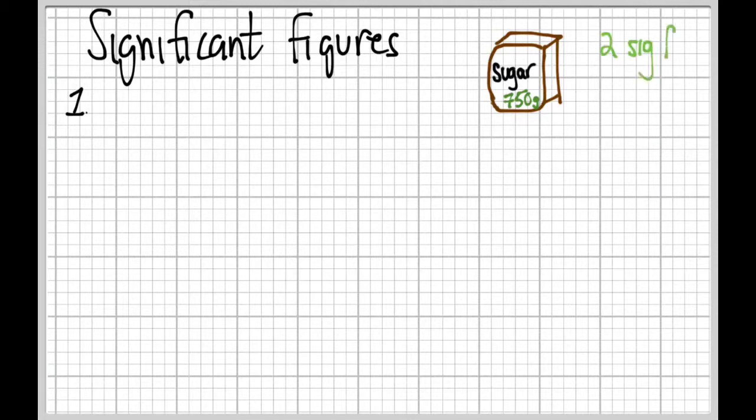Now, we'll get there in a second, but this has two significant figures, because this 0, like we said, could actually be something different in any given bag. It could be a 2. So the significant figures are the 7 and the 5. Those are the ones, we're just saying it's pretty close to 750 grams. So here we have two important or significant digits, often called significant figures.